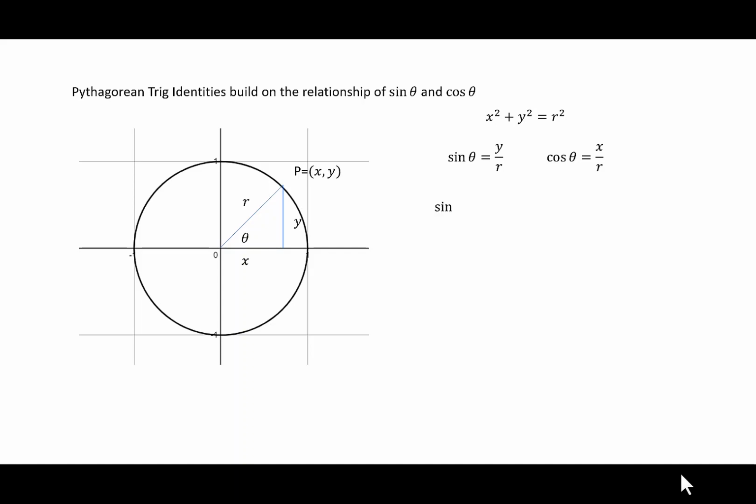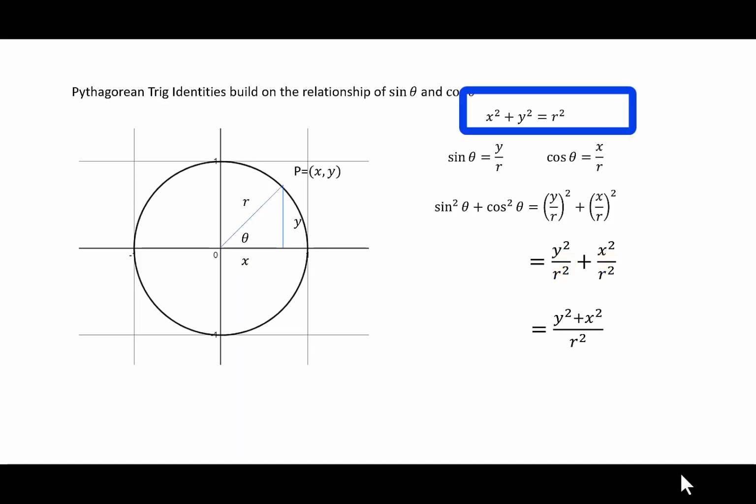Let's take a look at sine squared theta plus cosine squared theta. To start, we know that's going to be (y over r) squared plus (x over r) squared. We can expand that to y squared over r squared plus x squared over r squared. Luckily, we have a common denominator. This means we have y squared plus x squared over r squared. Looking back at our original Pythagorean theorem, x squared plus y squared is r squared, which lets us write that (y squared plus x squared) over r squared is really r squared over r squared, which we know is 1.